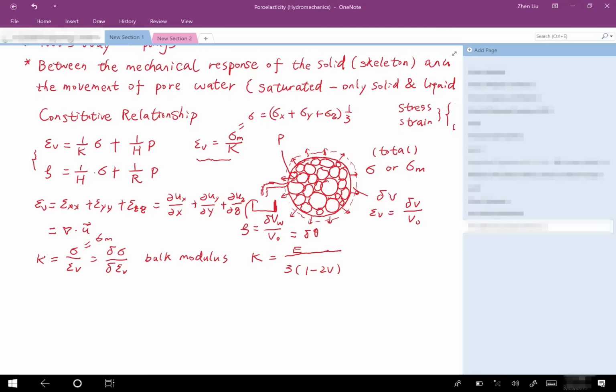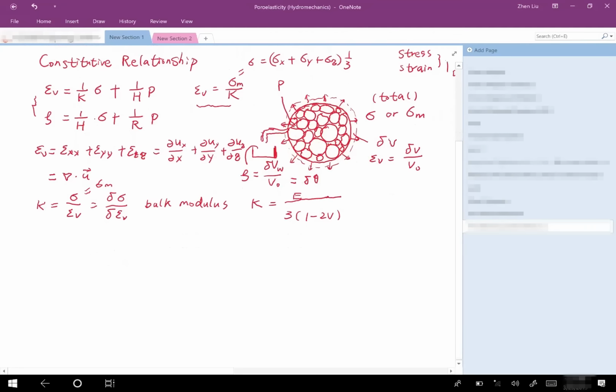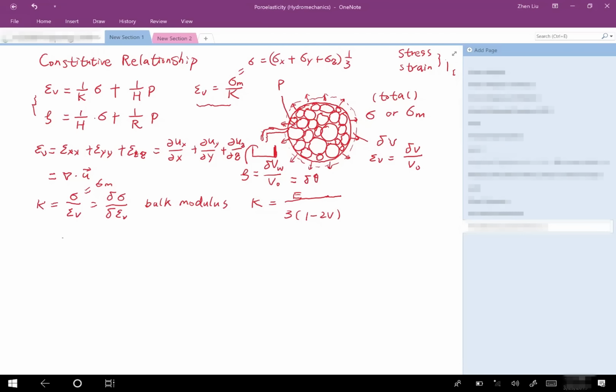So this is K. We are familiar with Young's modulus and Poisson's ratio, right? We're not familiar with K, but here I just want to give one equation. Now they're related. They're not independent of each other. So this is K. Let's keep going. The meaning of K is that if we only have solid phase, this equation is correct. But now if we have water, this one is not correct. We need to place one more condition here.